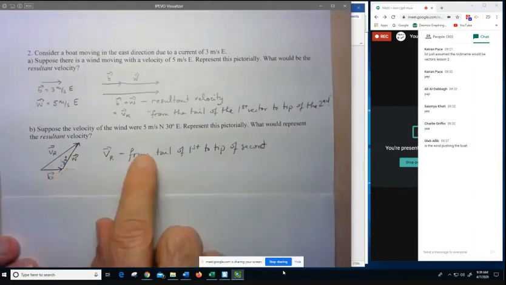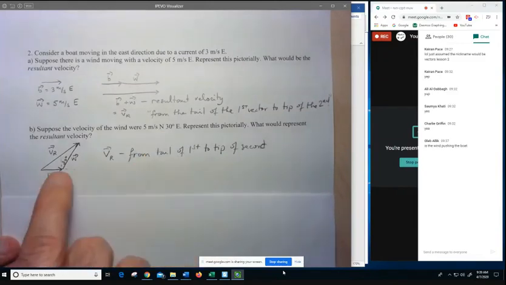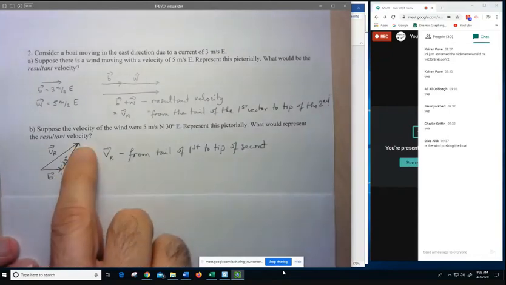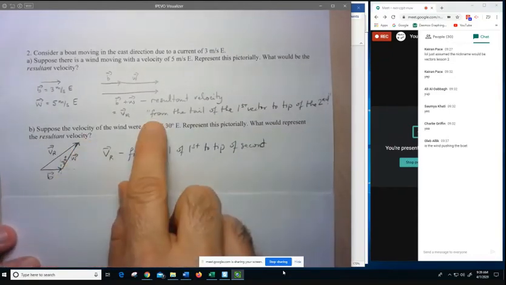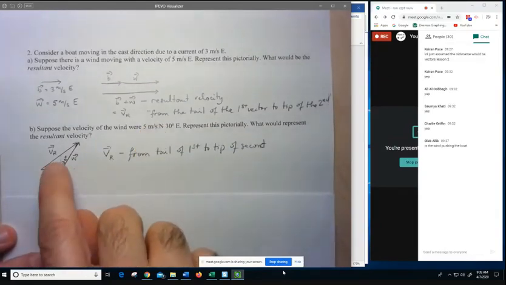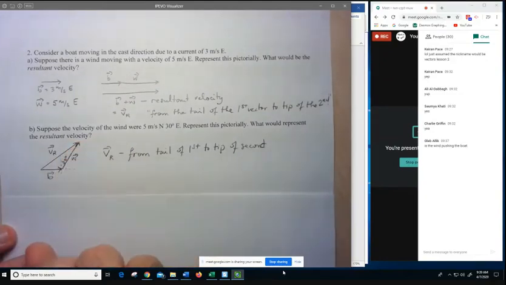Okay, and so here I see north 30 degrees east, so I start north and I go 30 degrees towards the east direction, and then I draw my vector. And again, using that lead we got from one-dimensional vectors, the resultant just goes from the tail of the first to the tip of the second, and this is how we define vector addition.